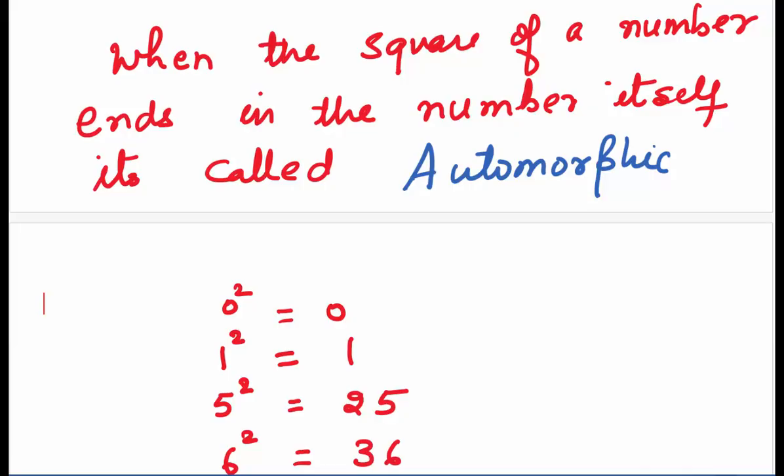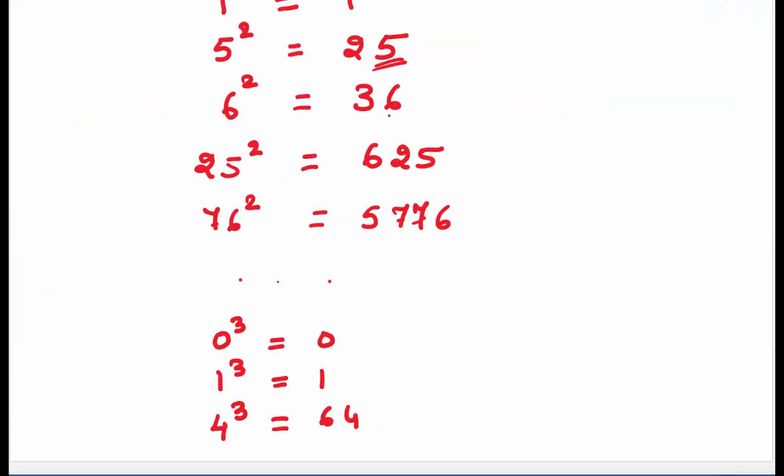When you square 0, you get 0. And you see the number ends in 0 itself. Take 1 square, you get 1. The last digit is 1. Take 5 square, you get 25. As you saw earlier, the last digit is 5. If you take 6, number ends in 36. Last digit is 6. Take 25 square, you get 625. Number ends in 25. Take 76 square, you get 5776. Number ends in 76. So they can be 2 digit, 3 digit, any number of digits.